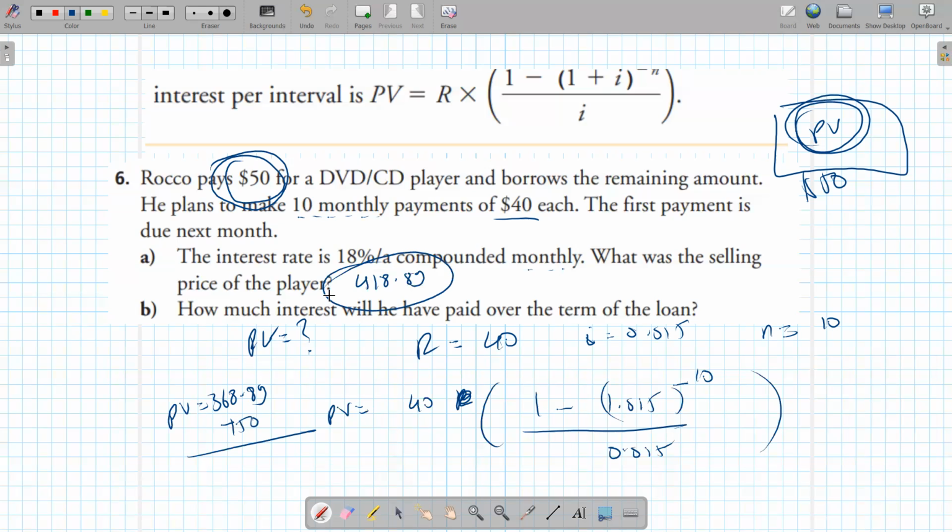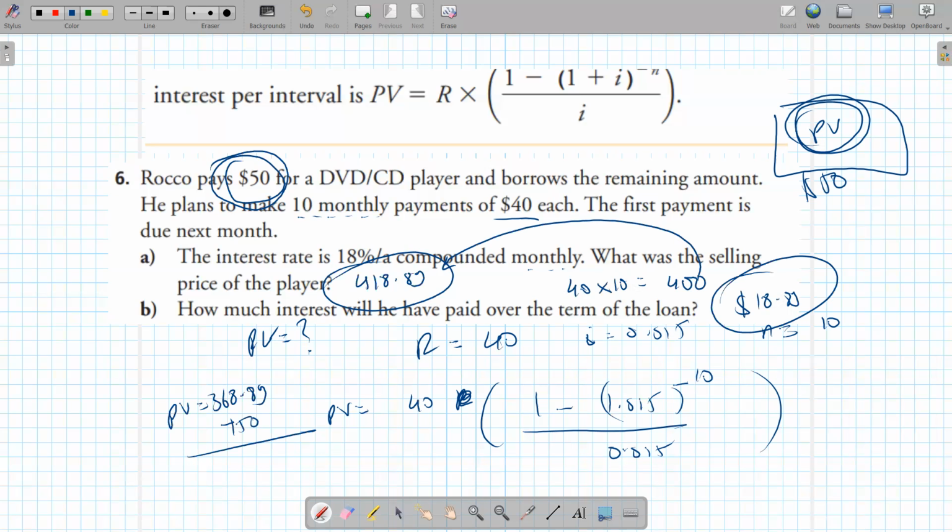Okay. How much interest would he have paid? Well, we know he paid 40 every month for 10 months, so he actually paid 400, and we know the price was 418, so he paid 18.89 in interest. Cool. That's pretty much it about how these questions go.